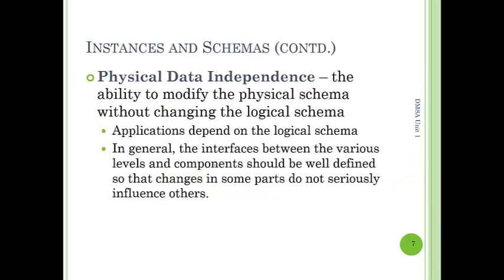Now, physical data independence is the ability to modify the physical schema without changing the logical schema. Logical schema is by far the most important in terms of its effect on application programs, since programmers construct applications by using the logical schema. In general, the interface between the various levels and components should be well defined so that changes in some part do not seriously influence others.